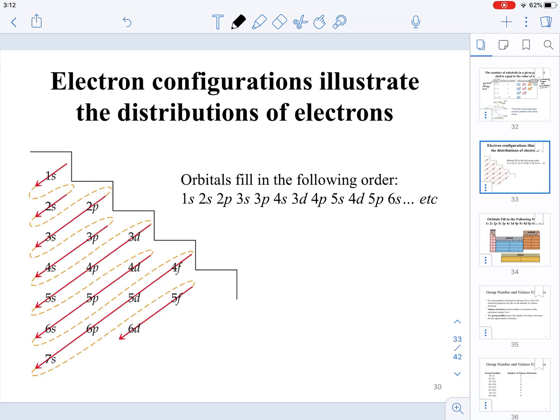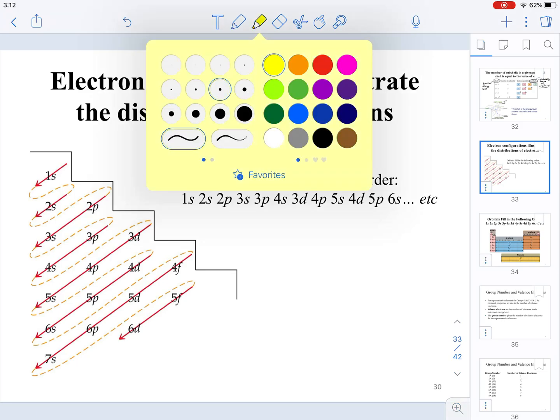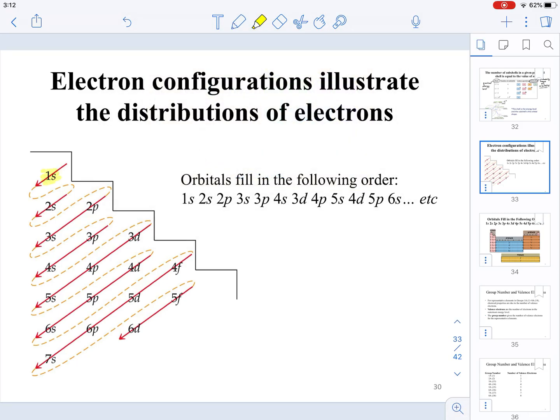In the step ladder method, you move around in a kind of snake motion. Basically, the first one that gets filled is, I'm just going to highlight them as I go along: 1s, 2s, 2p, 3s, 3p, 4s, 3d, 4p, 5p. As you can see, I'm following the trace, all the way to 6d. So that's all I'm doing.